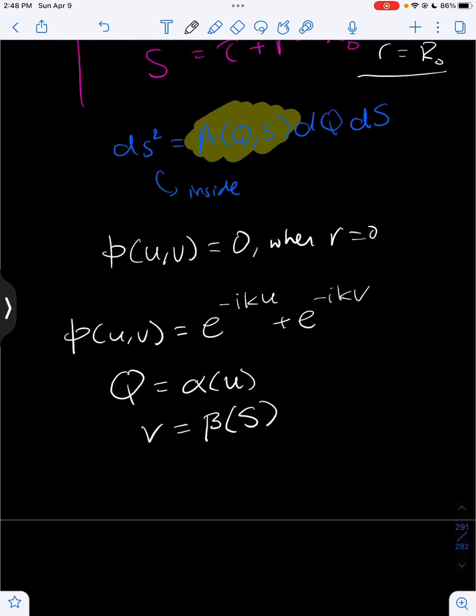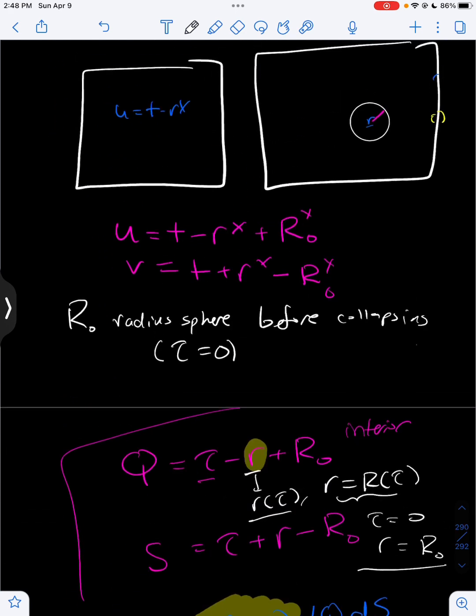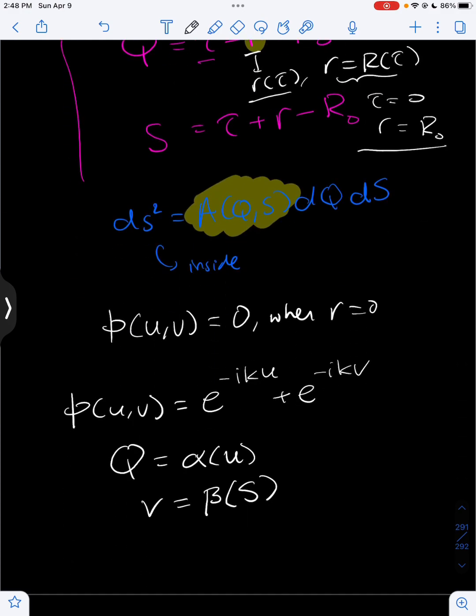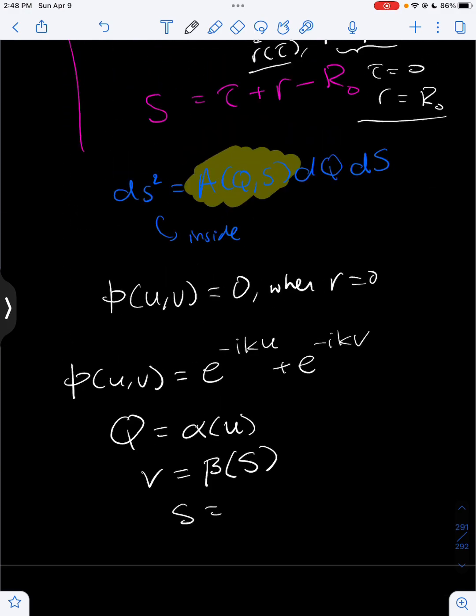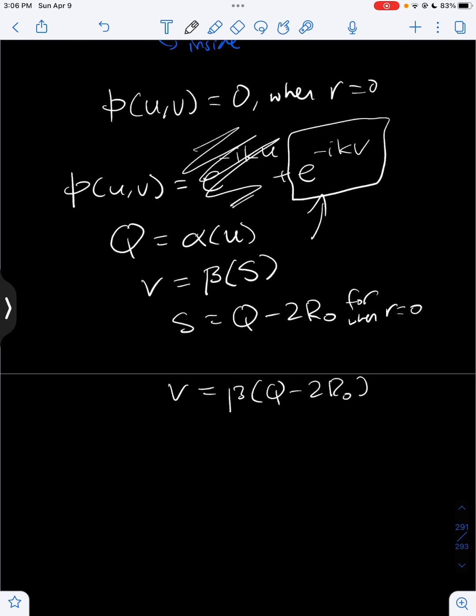And so we know that at r equals 0, we're going to have that Q equals tau plus r naught, and S is going to be tau minus r naught. So S is going to be Q minus 2 r naught for when r equals 0. So you can write V as beta of Q minus 2 r naught for when r equals 0. Now what we do here is we kind of ignore the e to the minus iku term in the field.